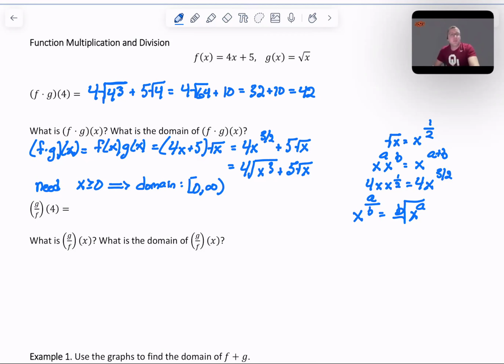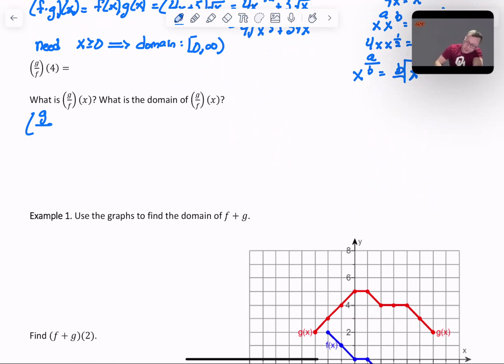So that's what happened when we multiplied the two functions together. Now let's see what happens when we divide. Again, I'm going to start out with the general formula, then I'm going to work to the specific example that we're looking at, plugging in a number. We know that it's going to behave just like we think. g divided by f of x is just g of x divided by f of x.